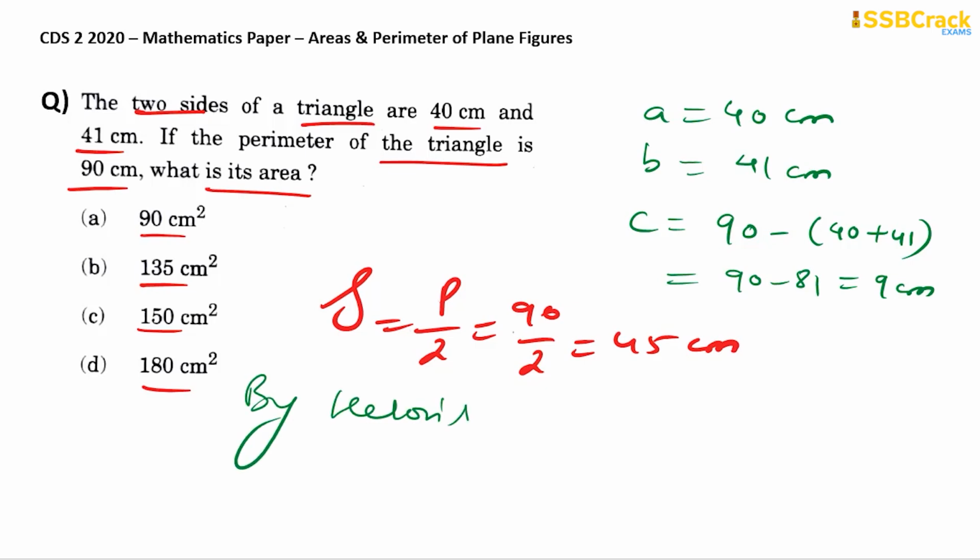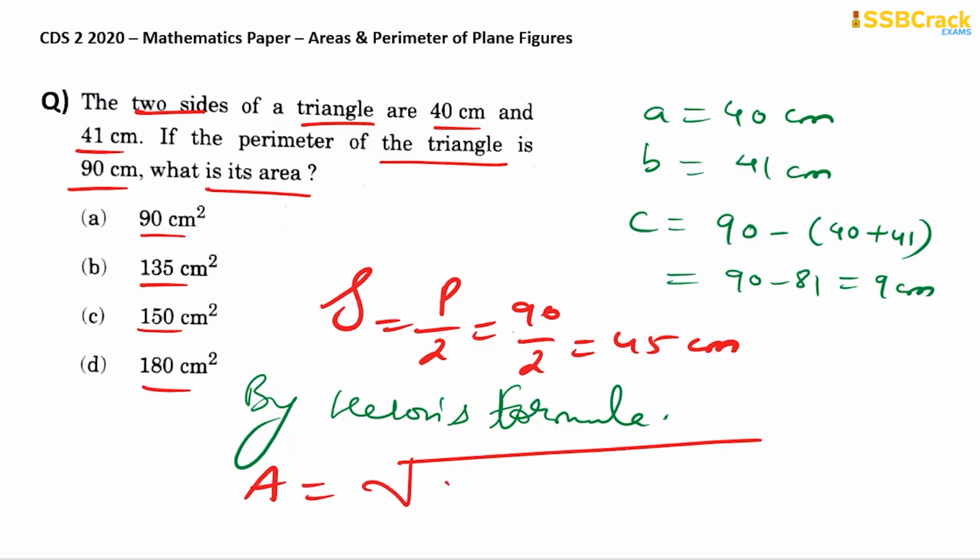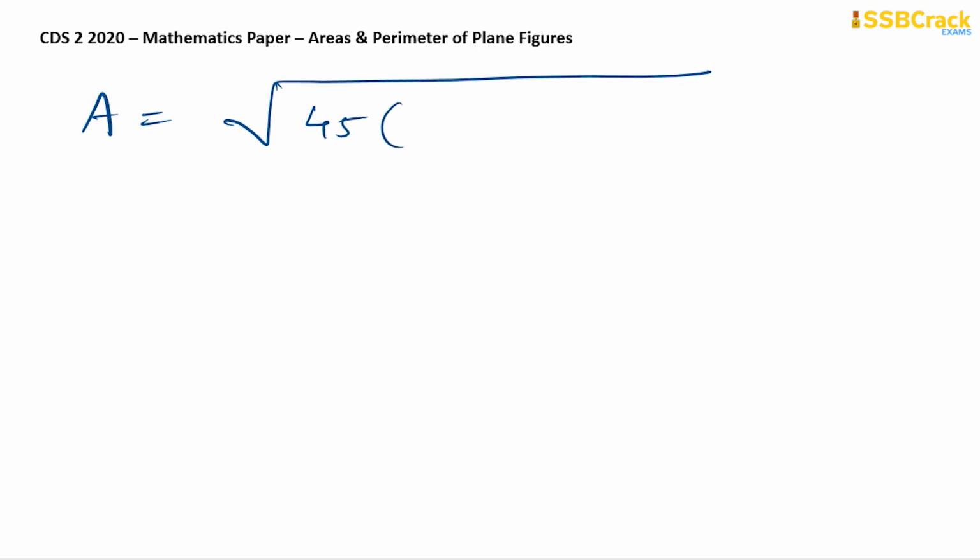we know the area of a triangle when you know the three sides. What is that formula of area? It is under the root of s into s minus a, s minus b into s minus c. And hence on the next line, area of the triangle equals under the root, s was 45, s minus a, that is 45 minus 40, s minus b, that is 45 minus 41, and s minus c, that is 45 minus 9.